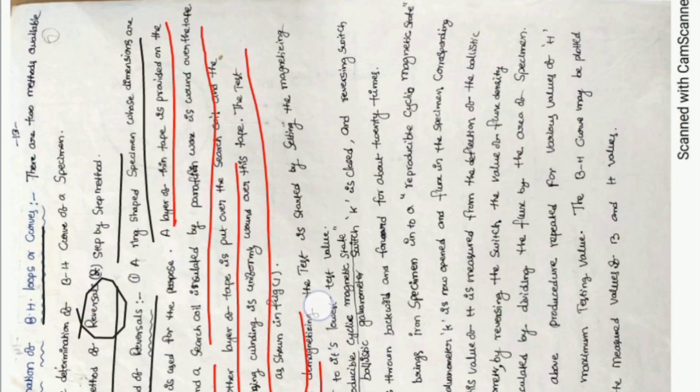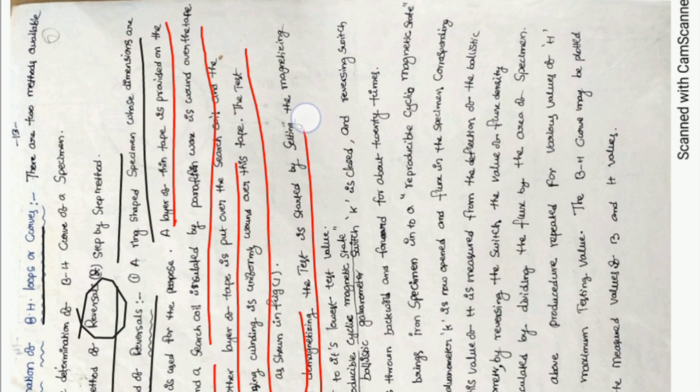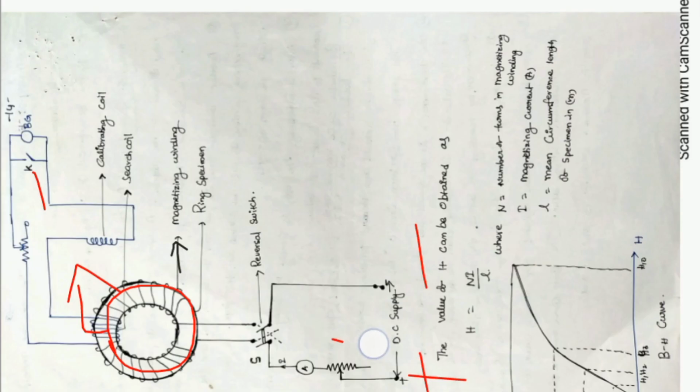How will the demagnetizing test be conducted? By reversing the supply terminals, plus and minus. If you reverse the supply, the ring specimen will be demagnetized. After the demagnetizing test, start setting the magnetizing current from its lowest value to its highest value. If you increase the current by the use of the rheostat, a certain magnetic flux will be created due to this flow of current in the magnetizing winding. This magnetic flux will be measured by the ballistic galvanometer.